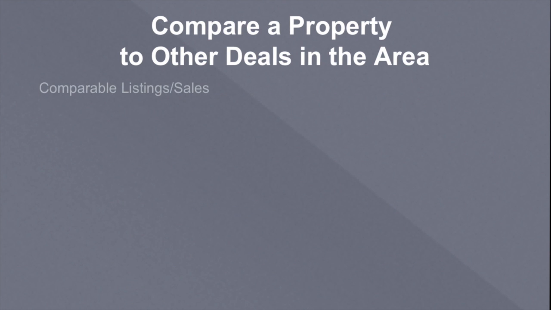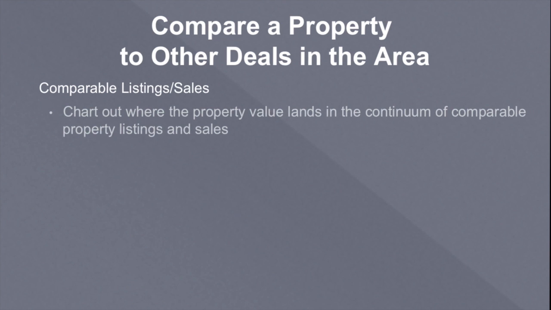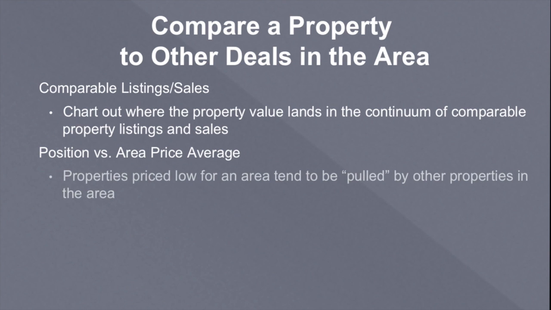So let's talk about comparing the property to other deals in the area. Well, we want to chart out where the property value lands in terms of the comparable listings and sales in the area. So the position versus the area price average. What I like to do when I look at a market and when I look at a property in that market is I take, very simplistically, and doing this in my head, the median price in a given area, and I always want to be a little bit below the median price.